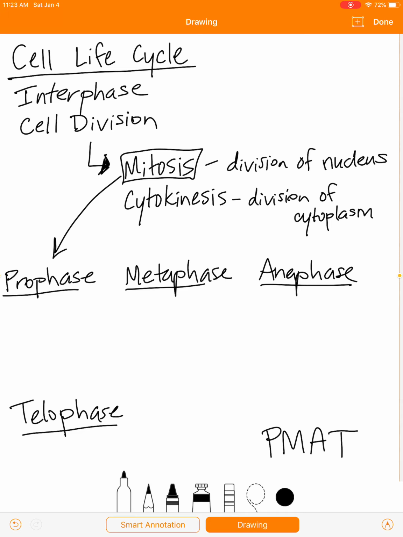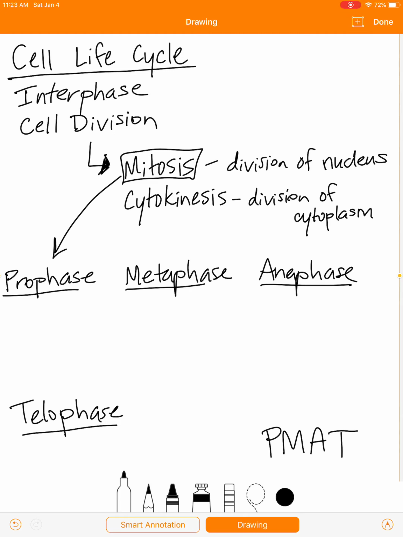Now, before the cell enters into prophase, the first thing that it's going to have to do, before it can start division of the nucleus, is make a copy of all of its DNA that is found within the nucleus. Now, why does it need to do that? Why does it need to make a copy? Well, if we're going to be splitting that DNA in half into 2 new cells, then we need to make sure that we have full copies of the DNA for one copy to go into each cell.